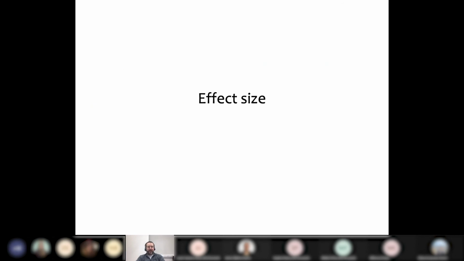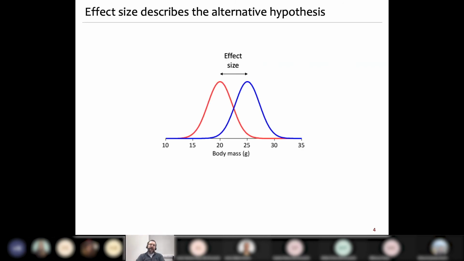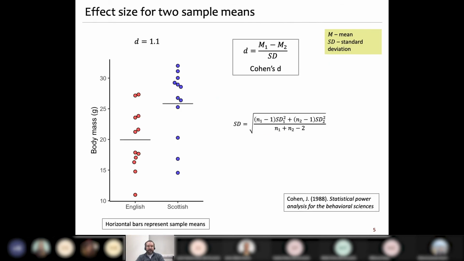First, we have to understand a little bit better what effect size is because it has a very specific definition in statistics. Effect size describes the alternative hypothesis. If you consider this the null hypothesis in red, the blue line would represent an alternative hypothesis with a different mean. And this is the effect size, and we ask how large is it? Effect size is defined differently for each statistical test.